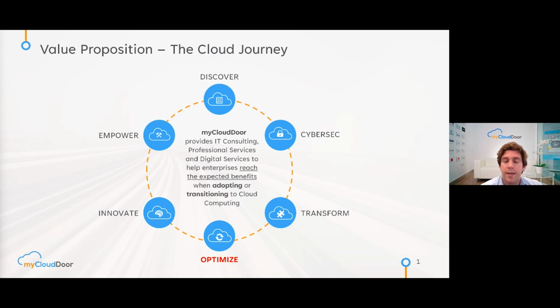optimization phase, where we provide managed cloud services, operation services, and our FinOps services. Today, we are going to focus on this area to see how we are able to optimize the cost while we are maintaining the performance and the availability requirements.